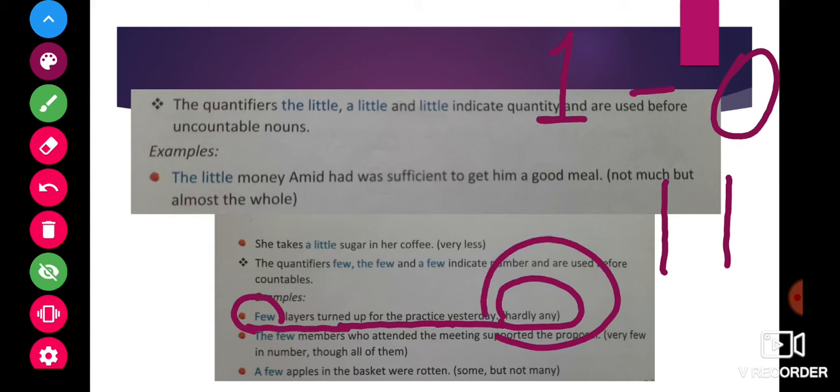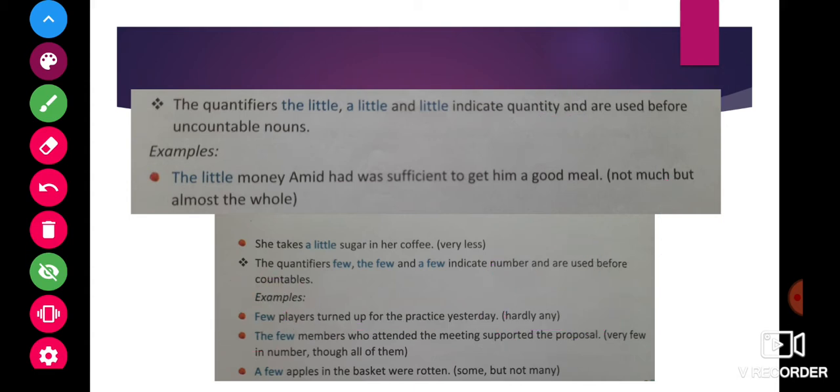So hardly any means very few. It means 1 or 2. That means the quantity is very, very less. It can even be 0. In that case, few is used. Let us look at the next example.